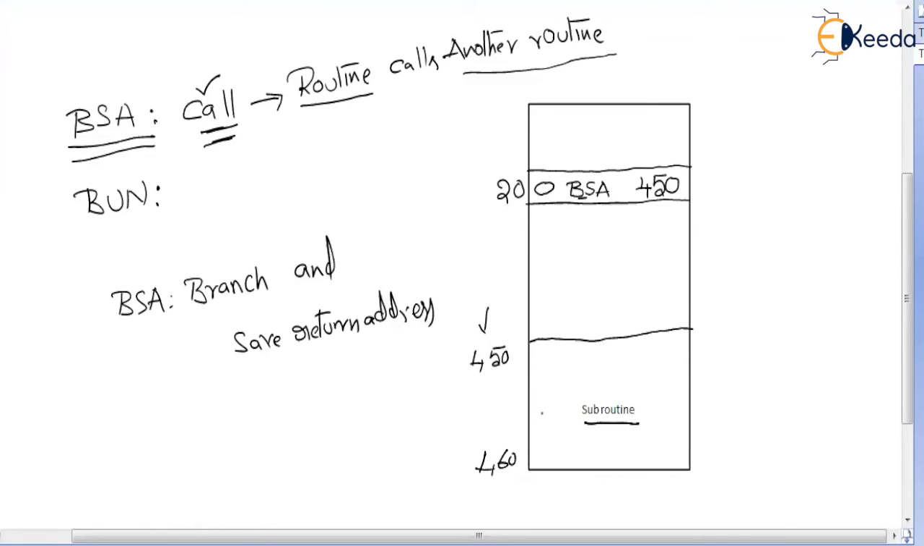Now, after I execute the subroutine, what I should do? Of course, we should branch back to the previous routine, which was a calling routine. After the subroutine is executed, we should return back to the calling routine. This is a calling routine. This is a call routine. After the call routine is executed, we should return back to the calling routine. Okay. That is how the control is going to take care of these routines.